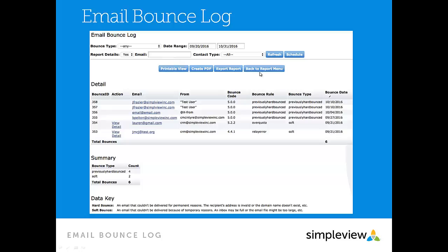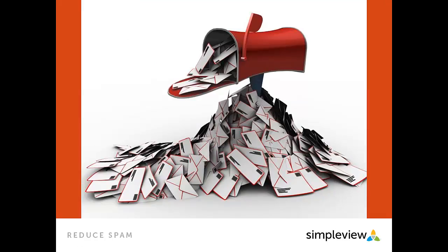So the email bounce log should be reviewed from time to time. It can be updated, or we can filter by the bounce type, hard or soft. We can look for a specific email address. And again, if you have questions on this, reach out to your CRM analyst. Some of us have gone through this process and had our IT staff involved. Some of us have not.